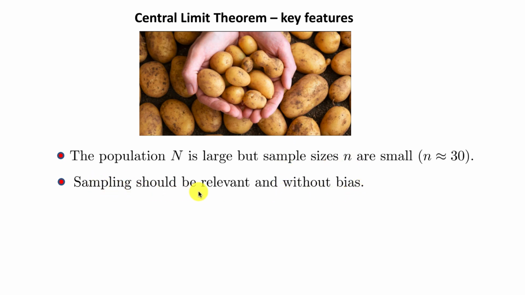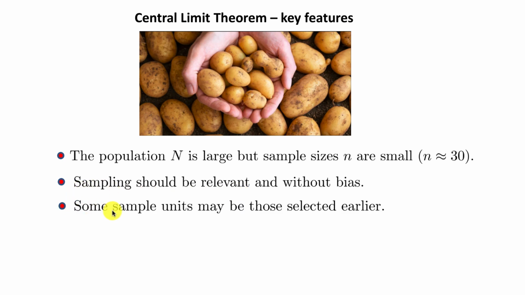Furthermore, the sampling should be relevant, which means that you should be looking just in that truck, not some other truck which is parked nearby. Then, some sample units may be those selected earlier. So, as I emphasized earlier, once you take a sample of potatoes and you weigh them, then you must throw them back into the truck, because otherwise you will have changed the distribution, and so the second or the third or the fourth sample that you take will be biased.